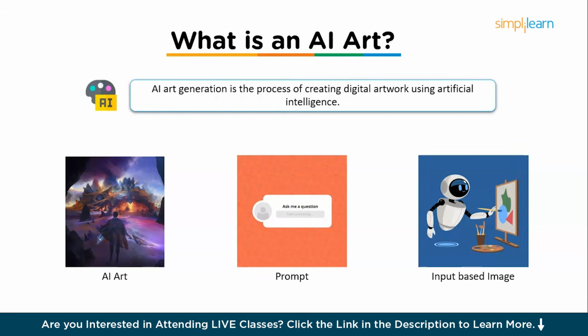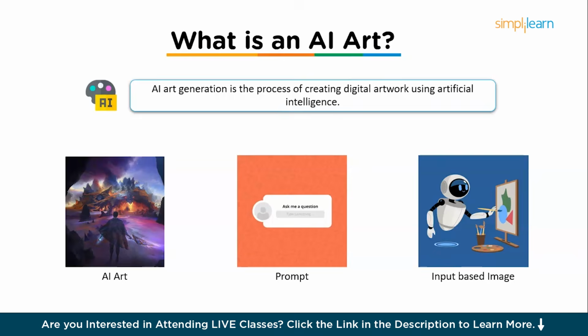The AI works by analyzing a massive collection of images and artistic styles. It learns patterns, colors, textures, and compositions from this data. So, when a user provides a prompt, the AI combines these learned elements to create a brand new, unique image.